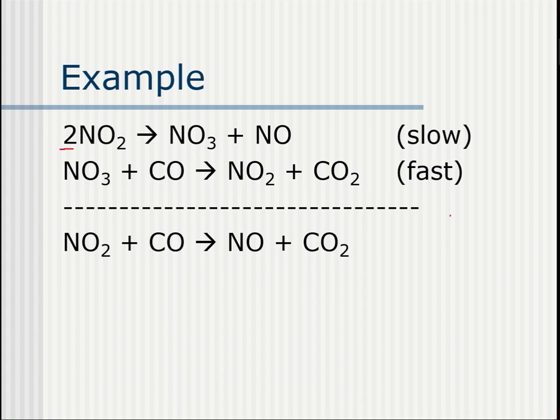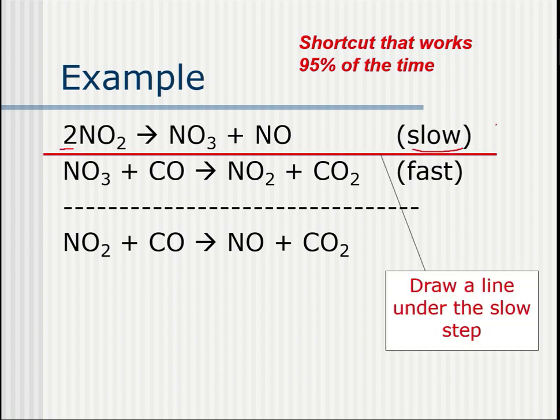Now, there's a way to interpret these. If you don't want to think too hard, to go ahead and find the rate law for a reaction like this, it works, I say, 95% of the time. I'll show you the time it doesn't work, but here's what you do. You find the slow step, which we already said was the first step. Okay, you find the slow step, and immediately under the slow step, you draw a line. You draw a line in your mind's eye or physically, just so you can see it.